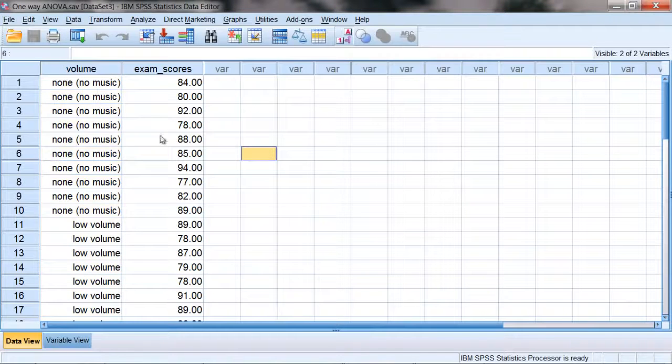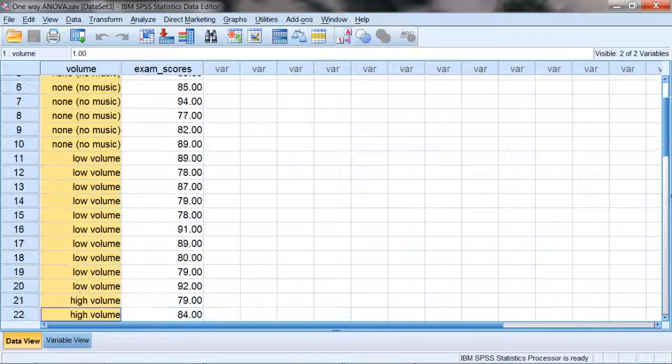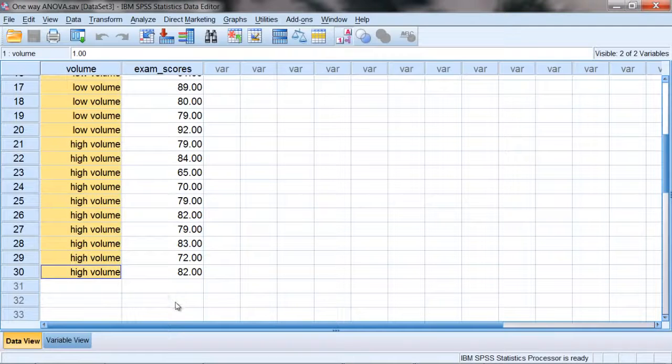One last thing, too, in this design. We had 30 people in our study, and assume that they were randomly assigned to the three groups. So, if I was in the study, for example, whether I received the high volume, low volume, or no volume condition was totally up to chance. Okay, so we have random assignment of people to the respective groups. Alright, let's go ahead and take a look at how to run the one-way ANOVA.